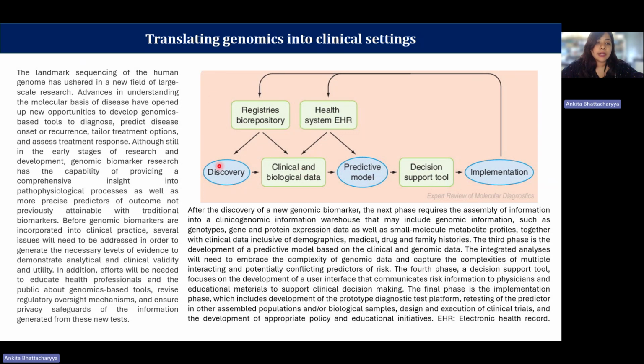So you can see that discovery is only the first step. What we have discussed till now is only literally this first step. But what needs to be taken forward next is the clinical efficacy of whatever data you've seen in just cells, to look at that in humans, accordingly have a predictive model, a decision support tool, and then, of course, something else comes in here, which includes registries, biorepository, health system, EHR, all of that needs to be considered before implementation can even come into question.